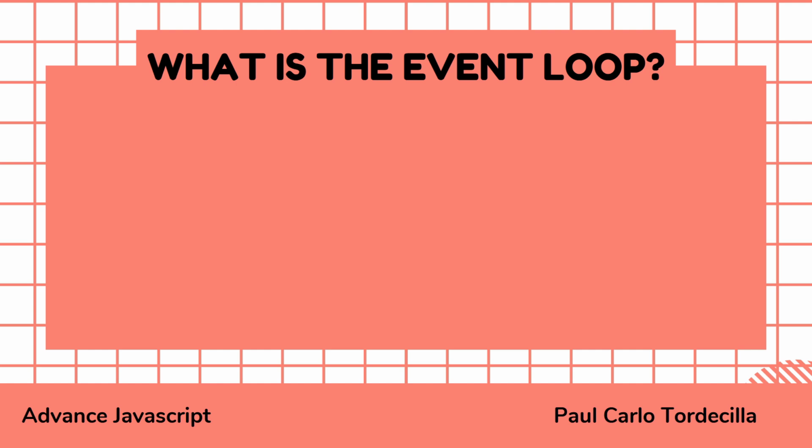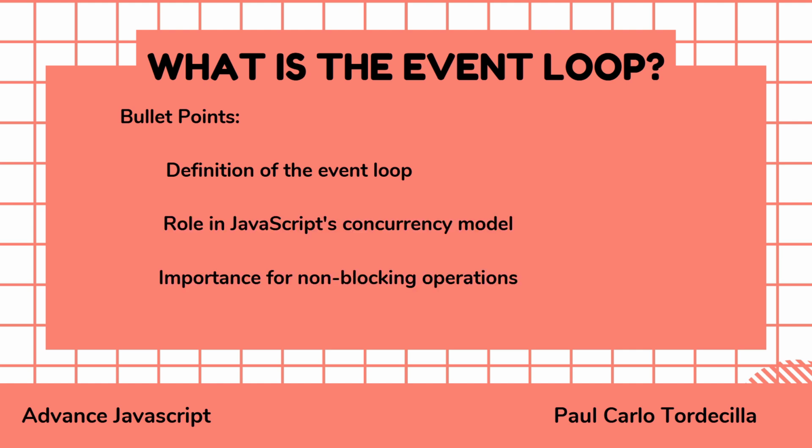What is the event loop? The event loop is a fundamental part of the JavaScript concurrency model. It's responsible for handling asynchronous events and callbacks, allowing JavaScript to execute non-blocking operations even though it's single-threaded.